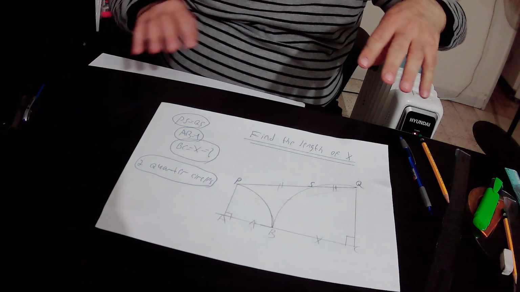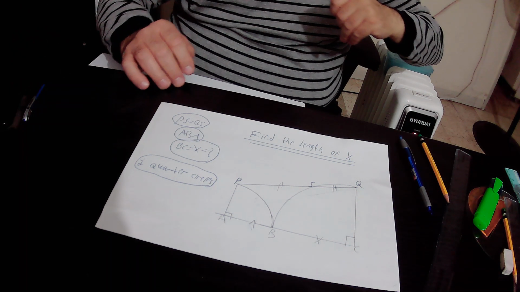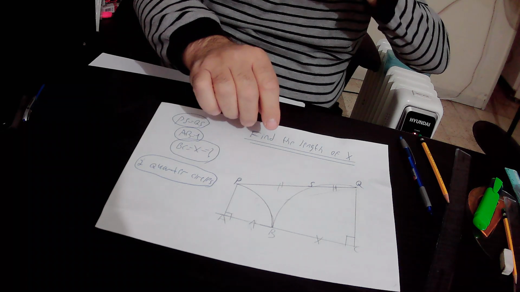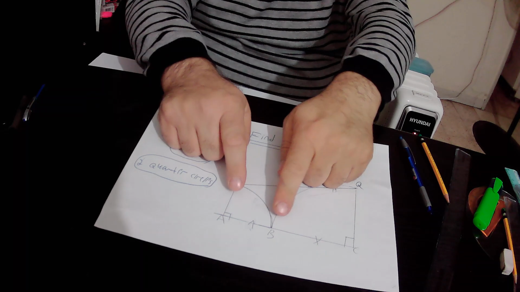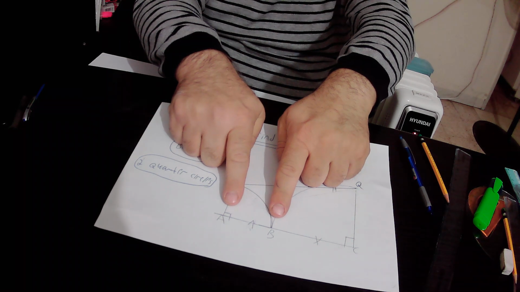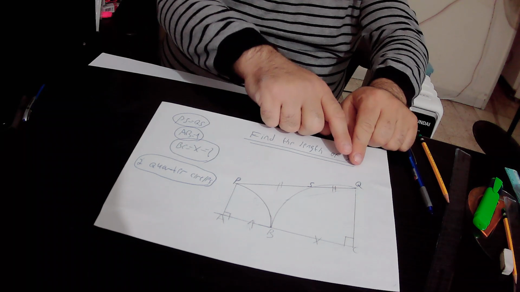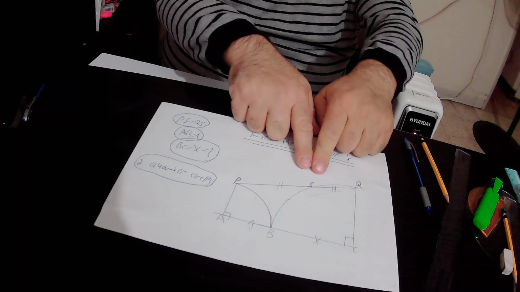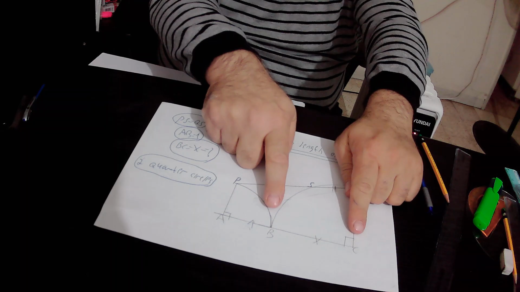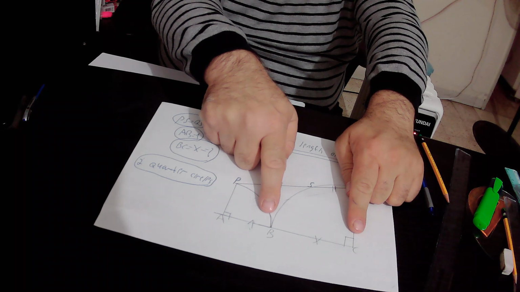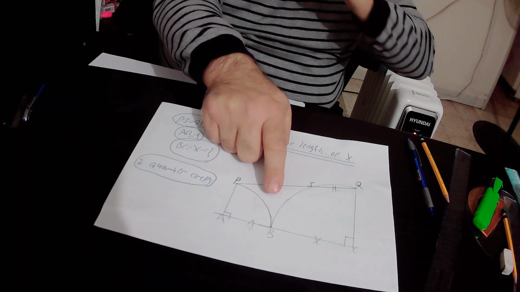Hello, in this lecture we'll find out the length of line segment X. In the drawing we have two quarter circles. Those two quarter circles touch each other at point B. In addition, we know that line segment AB equals 1 unit in length, and QS equals SP. Our mission is to find the length of line segment BC, which is equal to X.